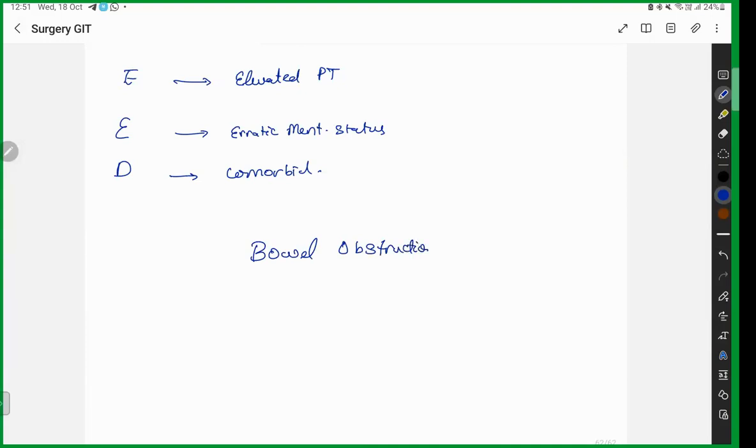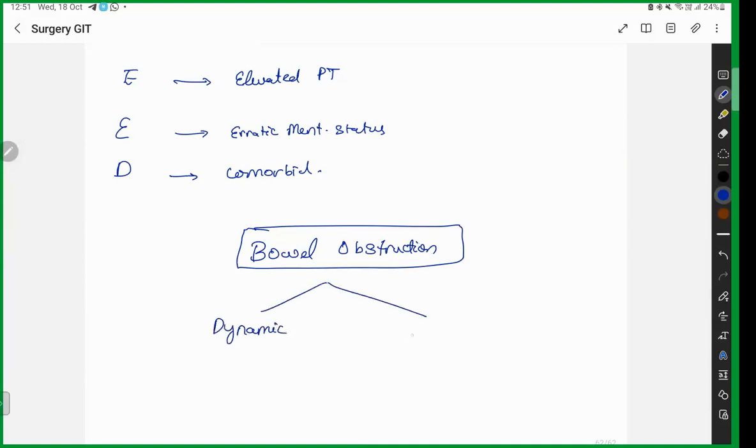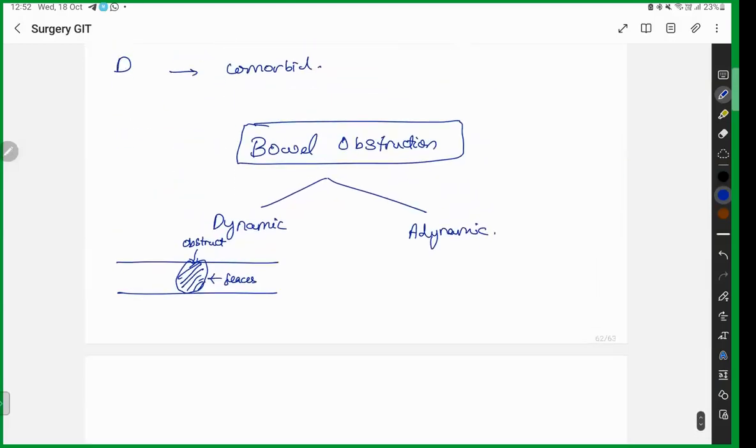This bowel obstruction is a very, very important question, guys. So bowel obstruction can be of two types. Number one, either it can be a dynamic type or it can be an adynamic type. What is this dynamic type? You're going to have a bowel like this, and there is going to be an obstruction like this. Dynamic is when there is a physical obstruction to the flow of feces. This is going to be your feces, and here there is an obstruction. So that is called your dynamic obstruction. Remember, dynamic obstruction is when there is a physical obstruction to the flow of feces.